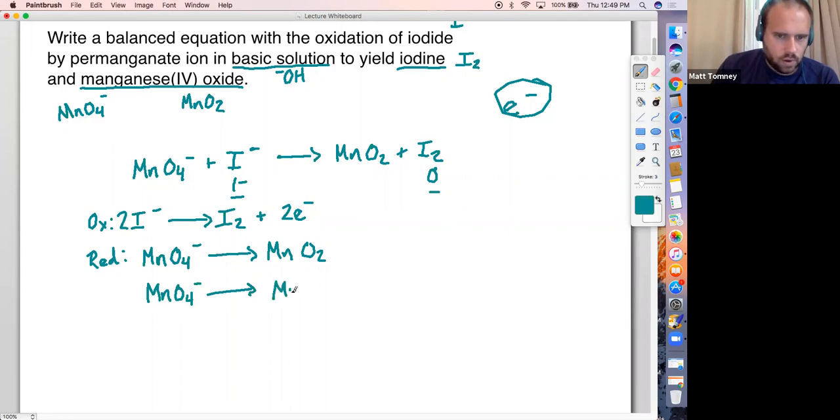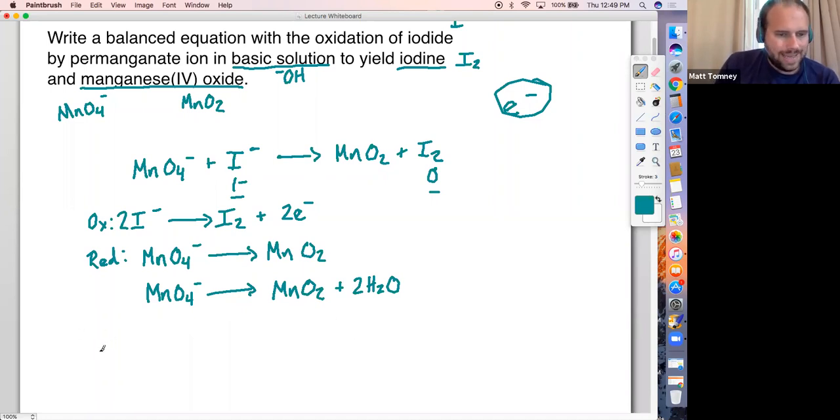So I need to find out which side requires more oxygen, and it is the product side because I have 2 oxygen on the product side. I have 4 oxygen on the reactant side. So in order to help balance that, I'm going to add 2 water here to bring up the total to 4 oxygen. So now I've got 4 oxygen on each side.